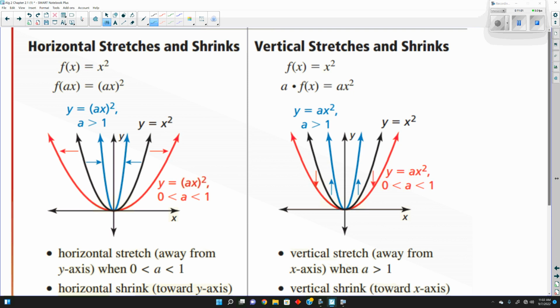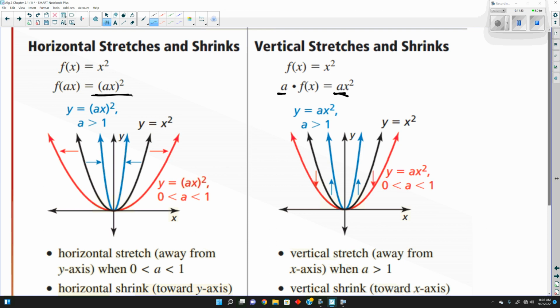Now the other one that we have is horizontal stretch or shrink. Now vertical stretch or shrink. So it's a vertical stretch or shrink if that number is being multiplied in front of the parentheses, or there's no parentheses at all. It's in front of the x. The main giveaway for horizontal is if it's inside parentheses. If it's inside the parentheses, then it's a horizontal stretch or shrink.